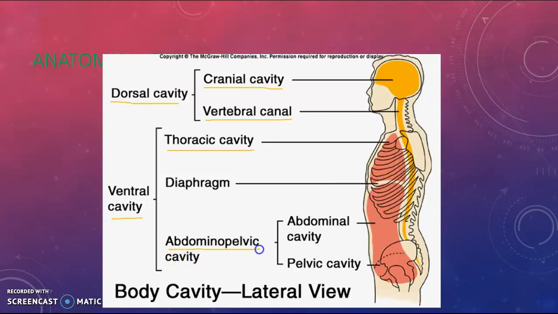The abdominopelvic cavity is the other major subdivision. This breaks down into the abdominal cavity, which is going to be all of your digestive organs, and then your pelvic cavity here, which is going to be your reproductive organs and your urinary bladder.